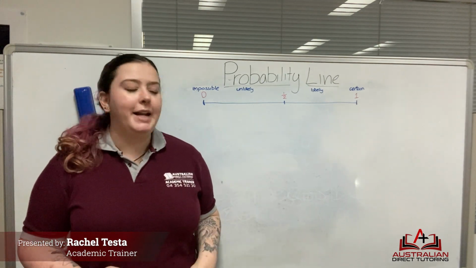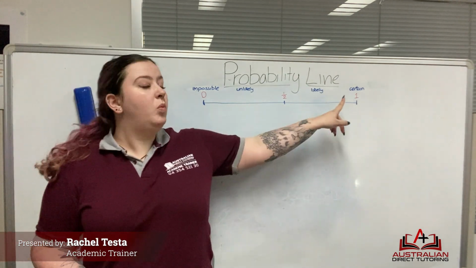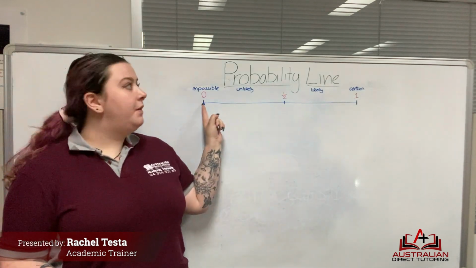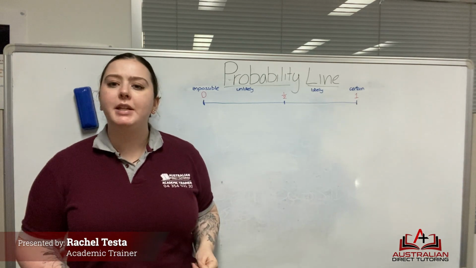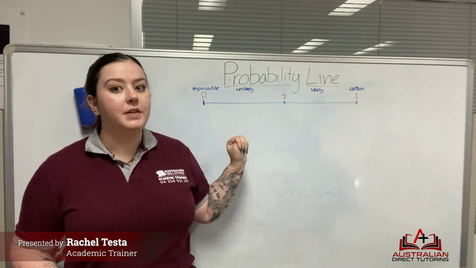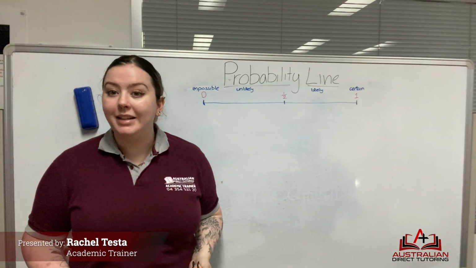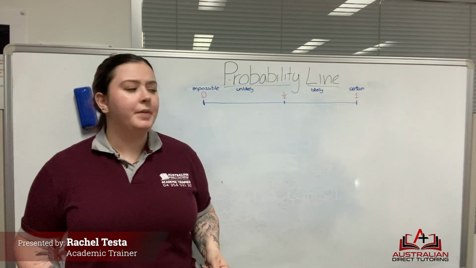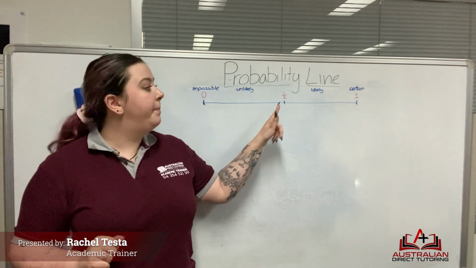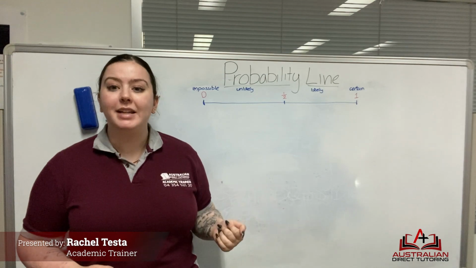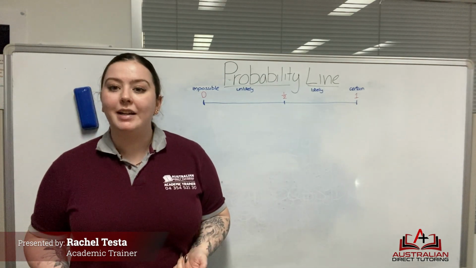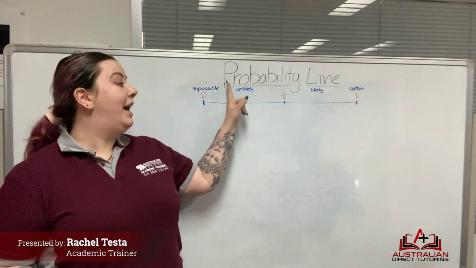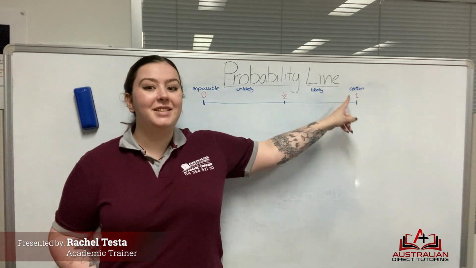I'm going to show you this new thing called a probability line. A probability line has a 0 on one side and 1 on the other side. 0 means impossible and 1 means certain. A probability of half, like our coin toss, means something is just as likely to happen as it is to not happen. Anything with a probability of more than half means it is likely, and anything with a probability of less than half means it is unlikely. So we have impossible, unlikely, likely, and certain.